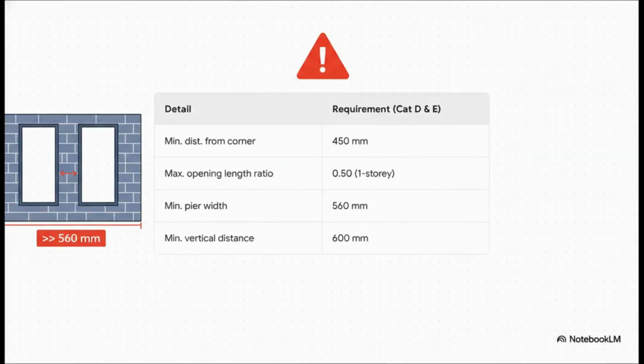So to manage this built-in weakness, the code gives us very strict geometric rules, laid out right here in Table 4. Let's make this real. Look at that third line, minimum pier width. For a building in a high-risk zone, this means the solid section of brickwork between two windows has to be at least 560 millimeters wide. This is not a design suggestion, it's a hard limit to make sure there's enough structural meat left in that wall to actually handle the load.